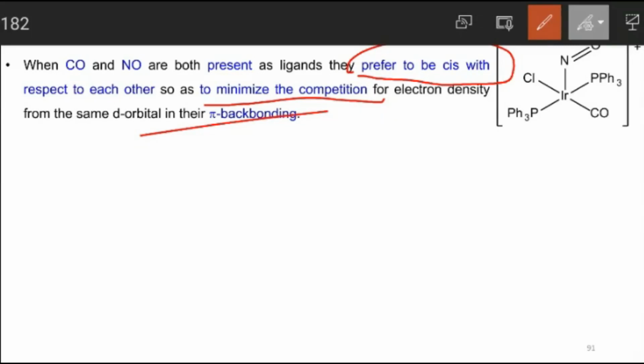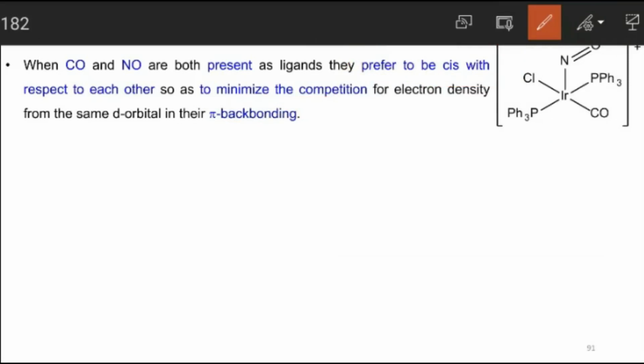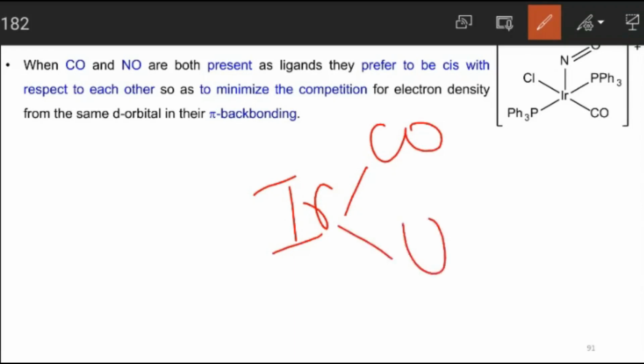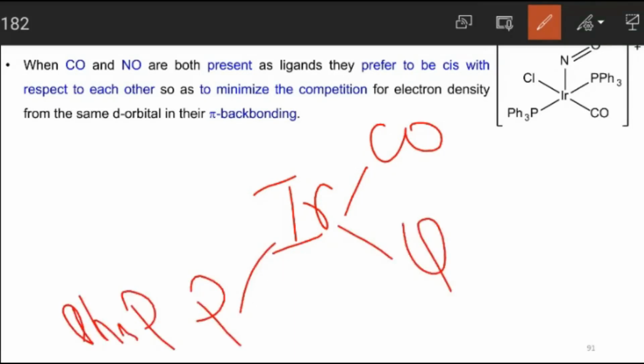If you remember correctly, what is Vaska's complex? What did we see? What is the name of the compound? What is the structure of Vaska's complex? The molecular formula? Iridium, CO, PPh3 twice, Cl. Yeah, correct. We say it is trans.